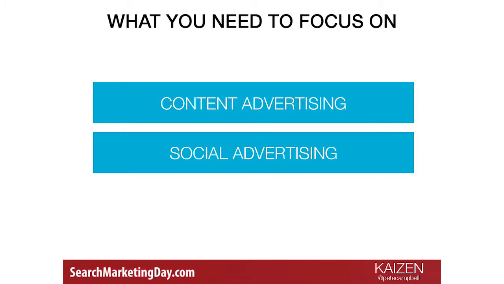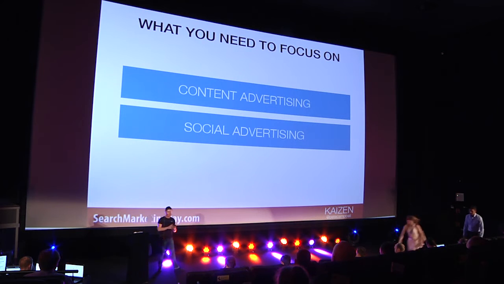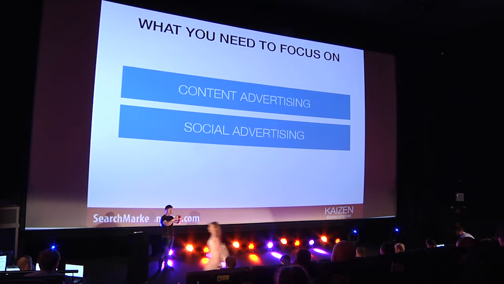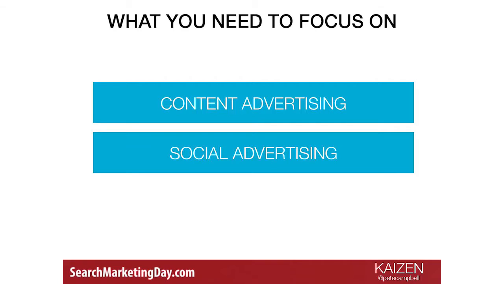But I just want you to focus on two particular types of native advertising that have worked really well for me. First, content advertising, which is where you can advertise your content as a related link on the bottom of news articles on sites like CNN and Mashable. And social advertising, which is where you promote your content in users' news feeds.